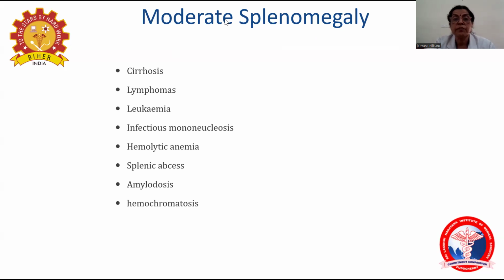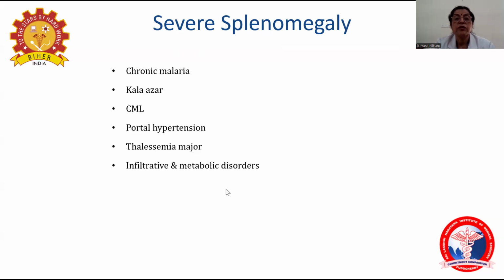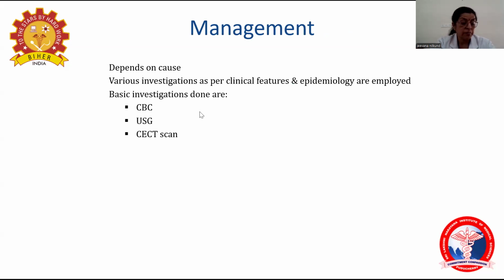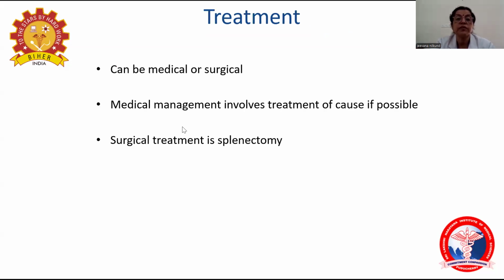Moderate, that is a 5 to 8 centimeter spleen or up to the umbilicus, in case of cirrhosis, lymphoma, leukemia, infectious mononucleosis, hemolytic anemia, splenic abscess, amyloidosis. Severe splenomegaly, please remember these few conditions: chronic malaria, Kala-Azar, CML, portal hypertension, thalassemia major, or infiltrative and metabolic disorders leading on to severe splenomegaly. Management depends on the cause and investigations, right from blood tests, the complete blood count, to the CT.